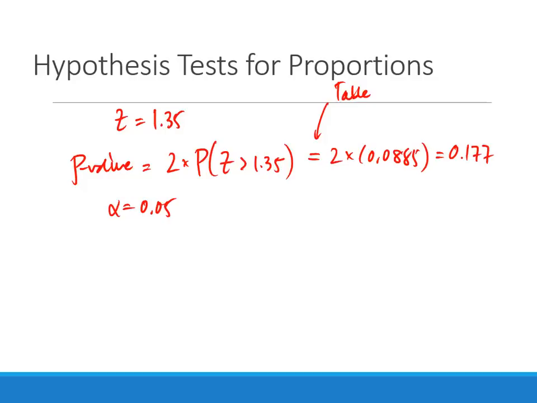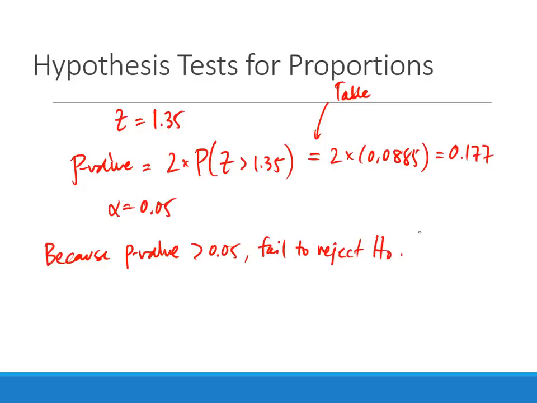So what is our decision? Am I going to reject or am I going to fail to reject? Yes, we're going to fail to reject because our p-value is bigger than alpha. Because the p-value is bigger than 0.05, we fail to reject the null hypothesis.